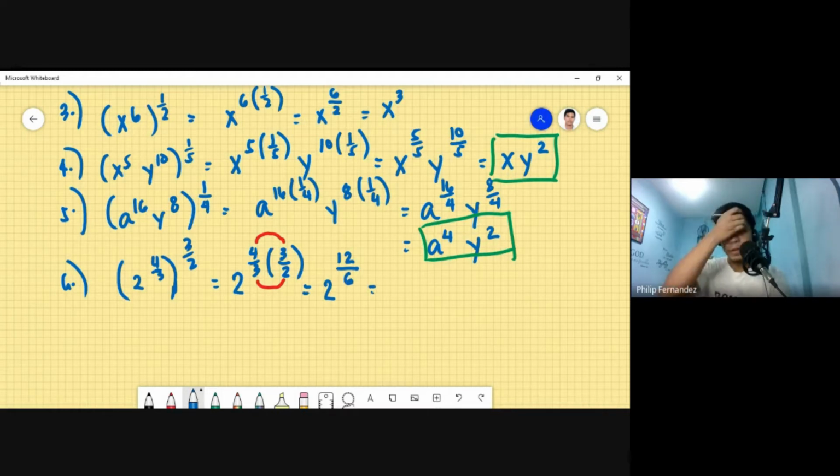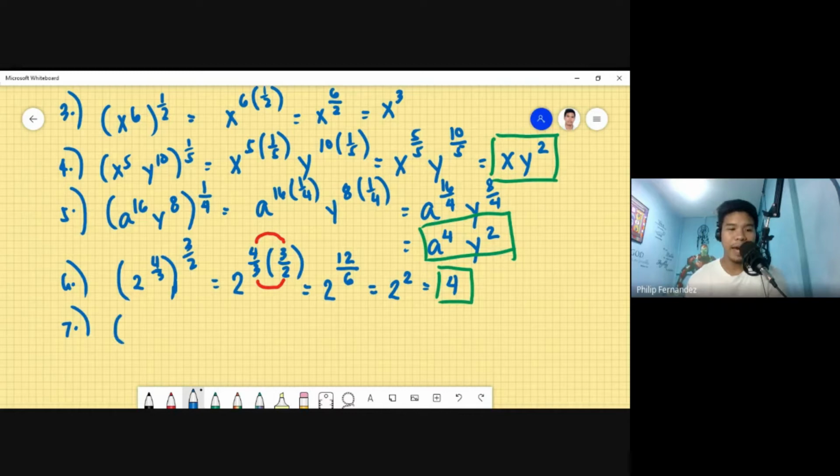And then of course, we're going to simplify. 12 divided by 6 is 2. So copy the base, simplify. 12 divided by 6 is 2. And then multiply sa sarili twice. So that is 2 times 2. So our resulting expression is 4. So this is now the simplest form of this example. Okay, let's have another.